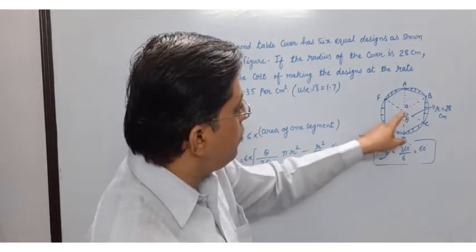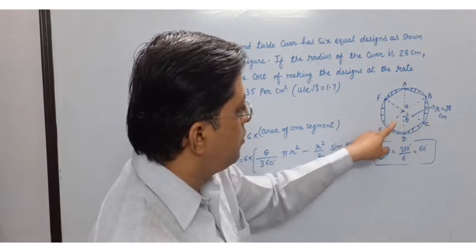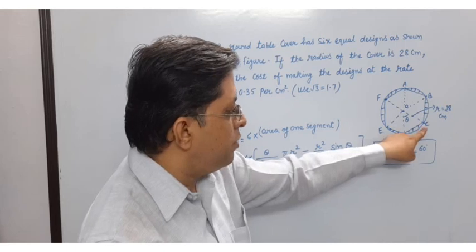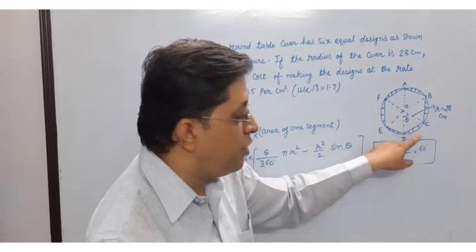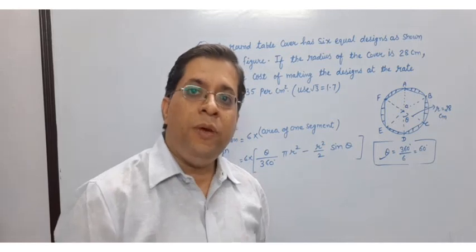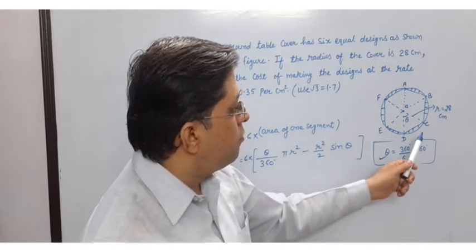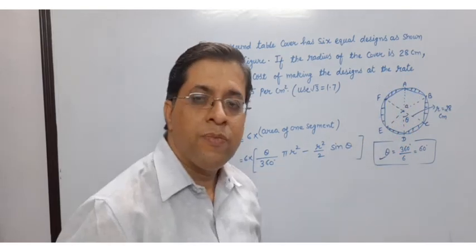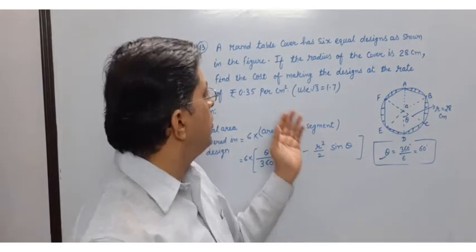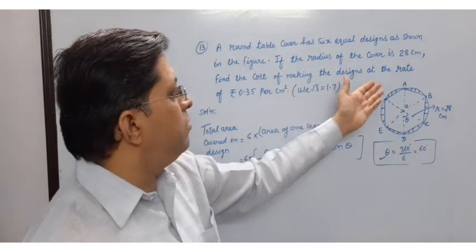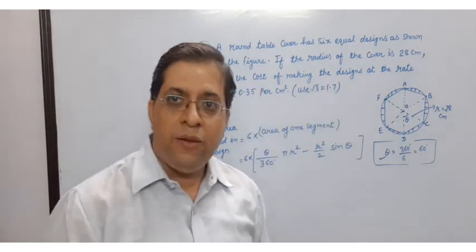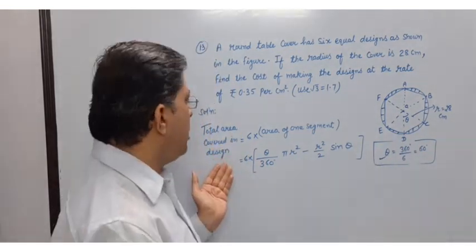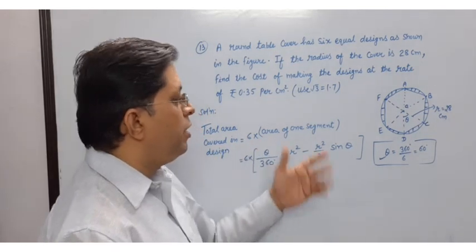Now concentrate on ODC. This is what? Segment, no? Area of segment DC, the shaded part. And how many segments are there? 1, 2, 3, 4, 5, 6. What you have to find? You have to find this only, the cost of making this type of design. So 6 into area of segment. So total area covered by the design is equal to 6 into area of segment.